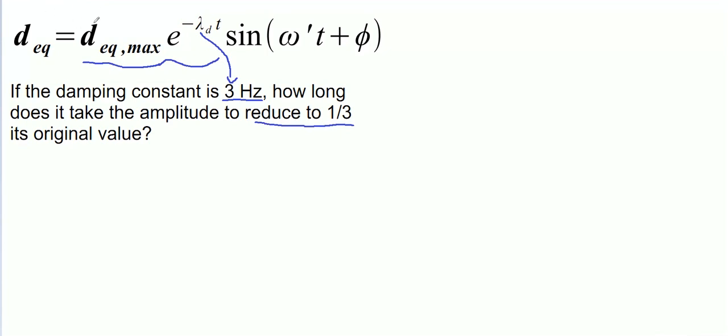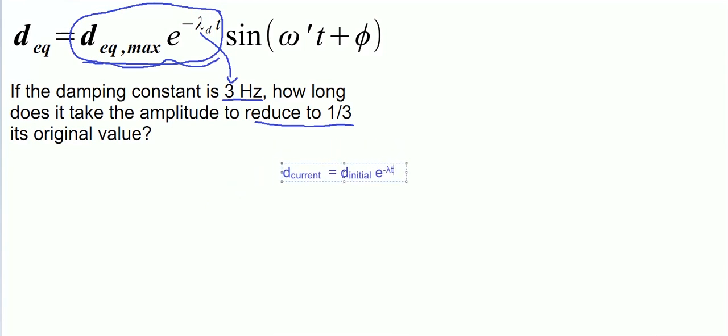Now, how you do this is taking a look at your function here. All you're concerned about is the amplitude. If you take a look at the amplitude, it's always whatever's outside the sine function. So our current amplitude, we'll just call this d current, is equal to our initial amplitude, or this initial d equilibrium maximum, multiplied by this exponential term, e to the negative lambda times the time. All right, so our goal is to deal with this.